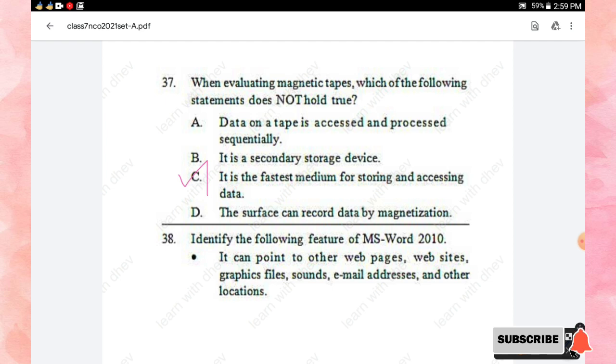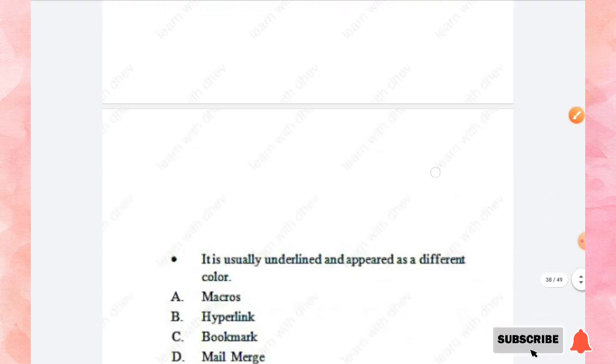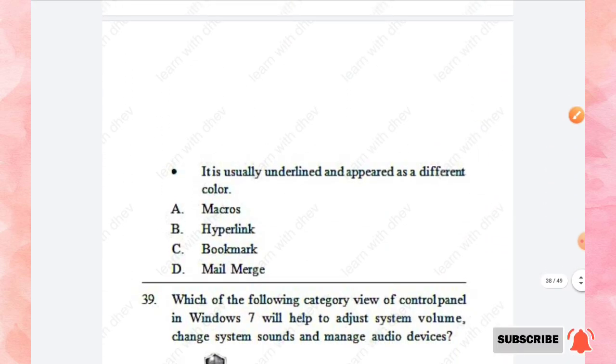Question number 38. Identify the following feature of MS Word 2010. It can point to other web pages, websites, graphic files, sounds, email addresses and other locations. It is usually underlined and appears in a different color. So options are macros, hyperlink, bookmark and mail merge.